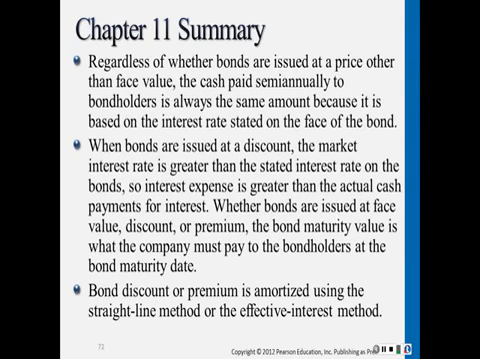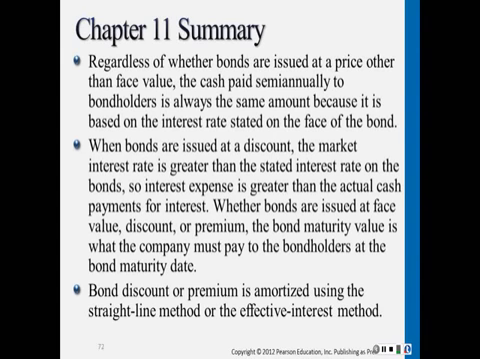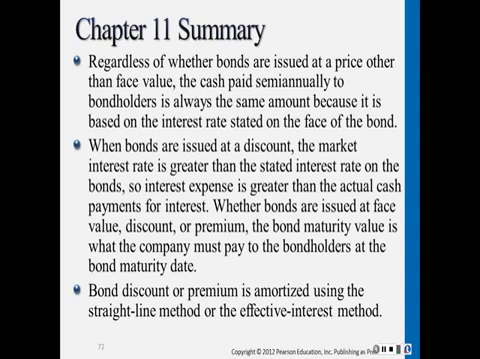Regardless of whether bonds are issued at a price other than face value, the cash paid semi-annually to bondholders is always the same amount because it is based on the interest rate stated on the face of the bond. When bonds are issued at a discount, the market interest rate is greater than the stated interest rate on the bonds, so interest expense is greater than the actual cash payments for interest.